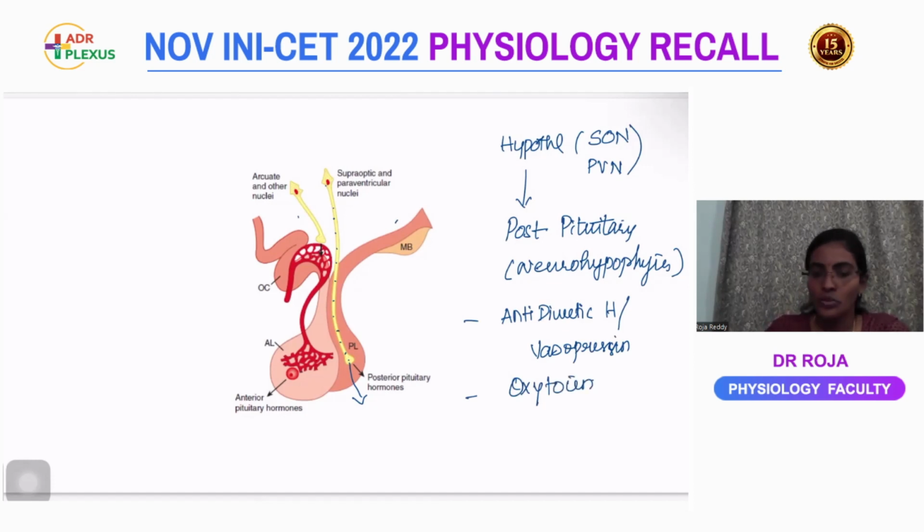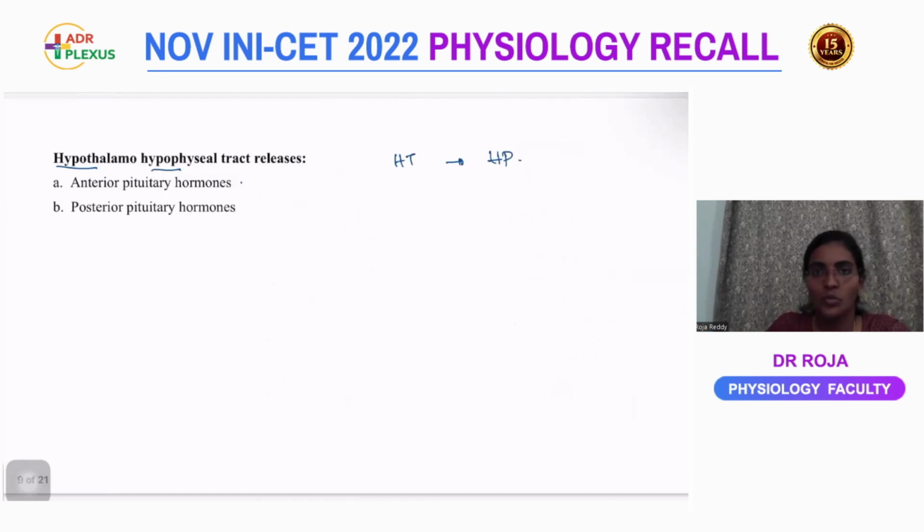Which nucleus releases which hormone? The supraoptic nucleus releases the ADH and the paraventricular nucleus releases the oxytocin. So the hypothalamo-hypophyseal tract will release the posterior pituitary hormones.